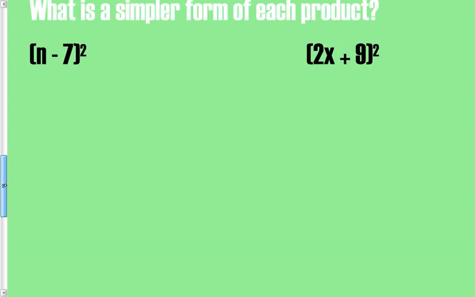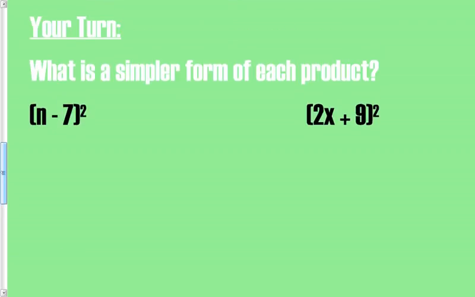I have 2 problems here for you. What's the simpler form of each product? We have n minus 7 squared, and we have 2x plus 9 squared. So if you'd like to pause it right now and try them through, and then unpause it and check how I work through them. All right?